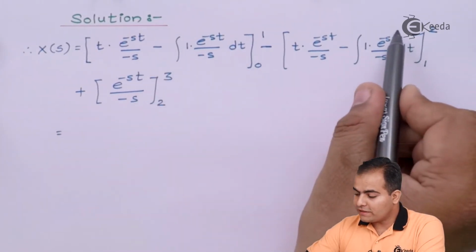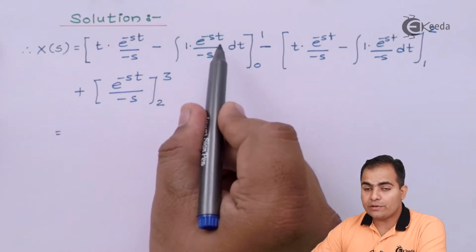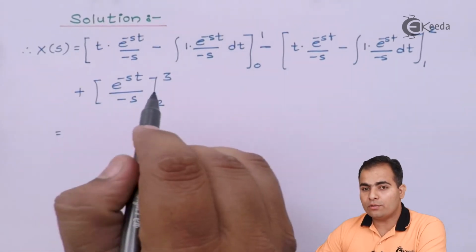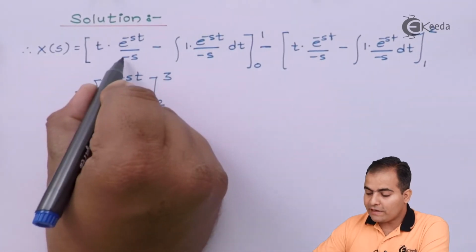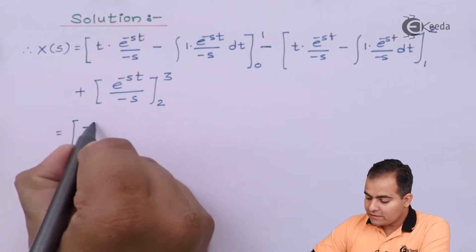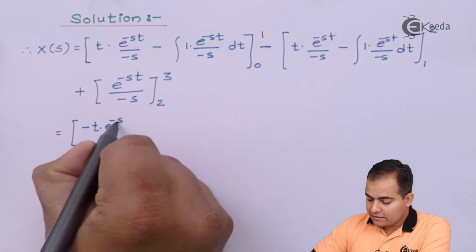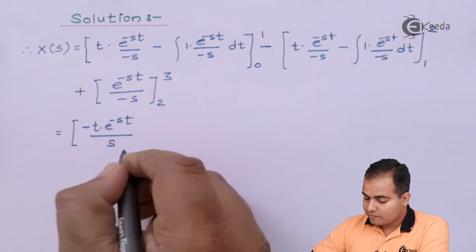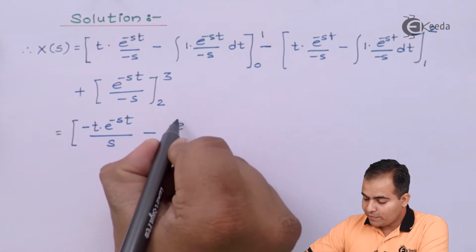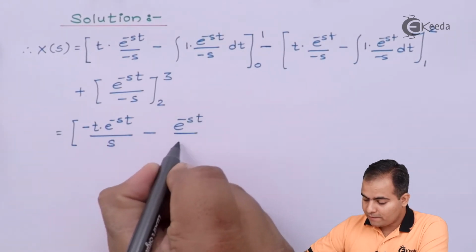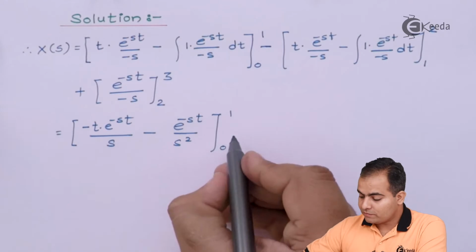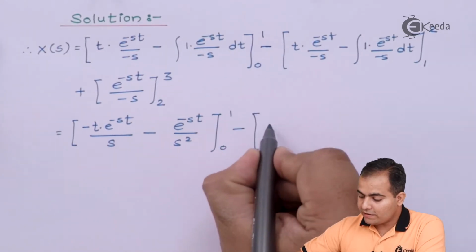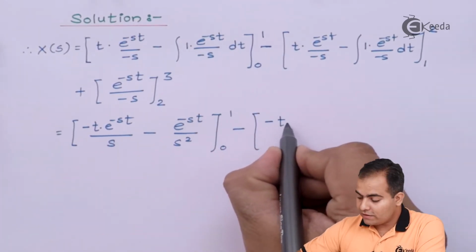So in both the terms over here and over here, I am going to write e to the power minus st upon whole s square. So look at here. I'll take this minus sign in the numerator: minus t e to the power minus st upon s minus e to the power minus st upon s square. This is my first part integration, minus second part. Again I'll take minus sign in the numerator.